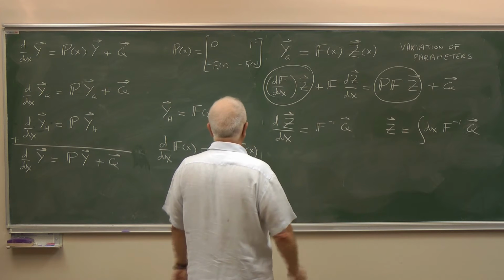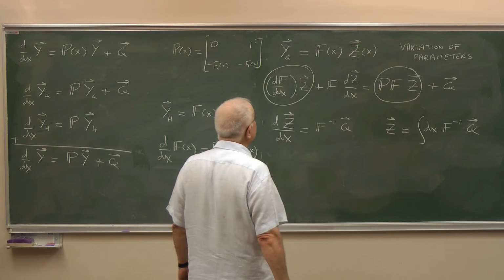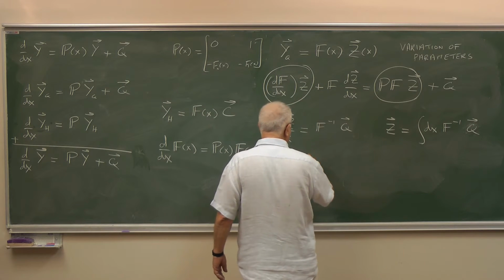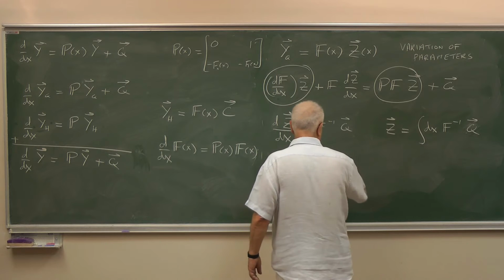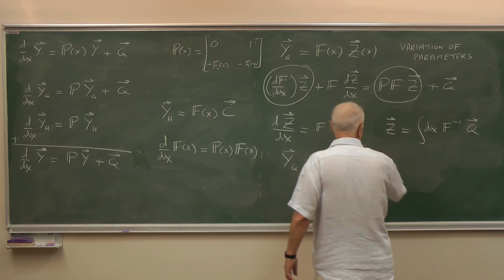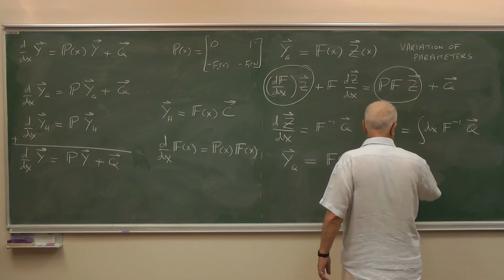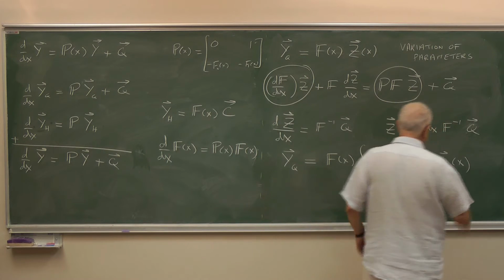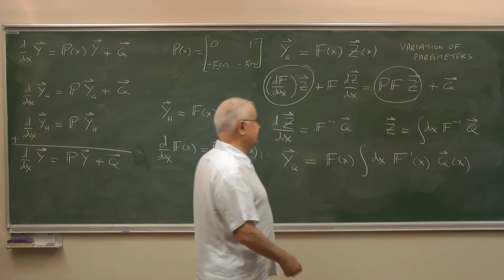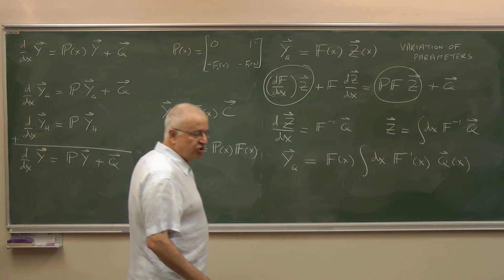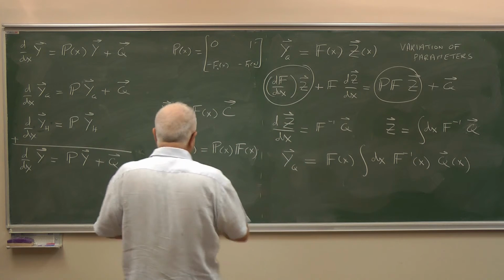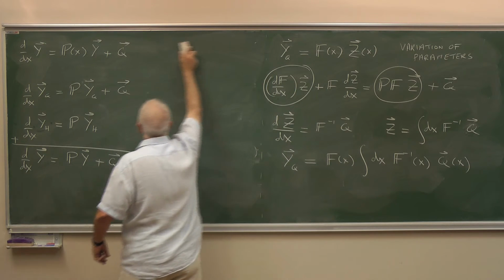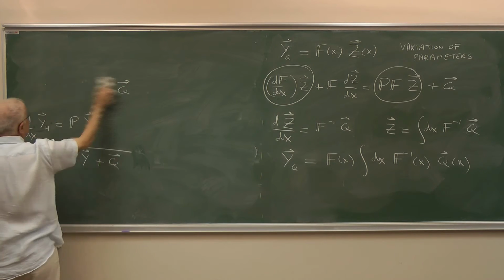But it's not z that we really want. We want the particular solution, which is y_q equals F of x times the integral dx F inverse of x q of x. Now I will manipulate this solution a little bit to give it a meaning, to relate it to things that we hear about.